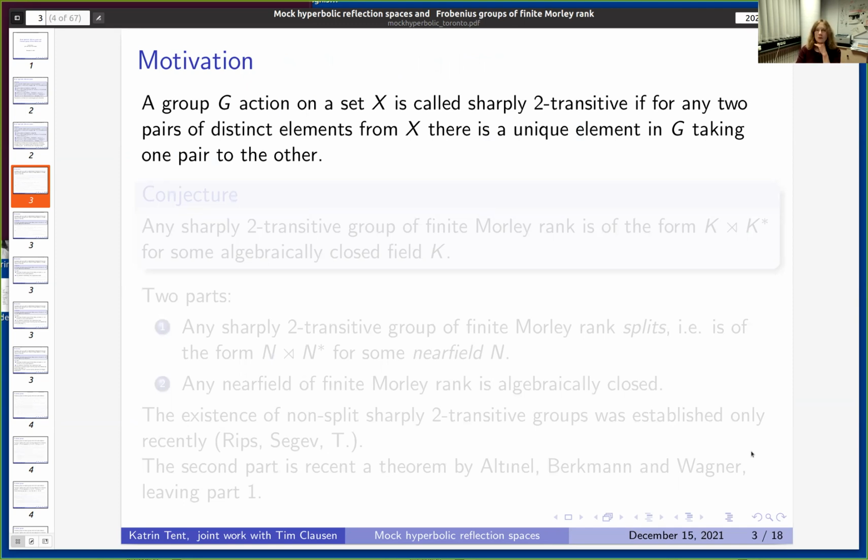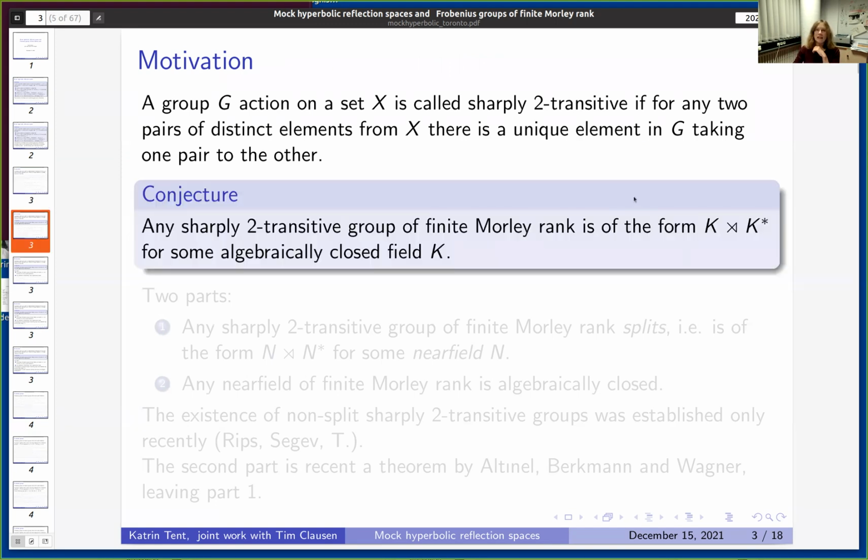we were looking at sharply 2 transitive groups, and a sharply 2 transitive group is a group acting transitively on pairs of distinct elements such that there's a unique element in G taking one pair of distinct elements to any other pair. And in the context of the algebraicity conjecture, the Cherlin-Zilber conjecture, the conjecture states that any sharply 2 transitive group of finite Morley rank should be of this form, K semidirect multiplicative group, so exactly the affine group AGL1 of K for some algebraically closed field K.